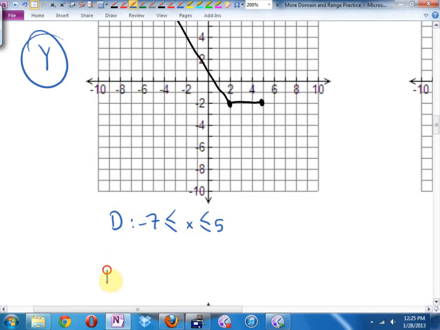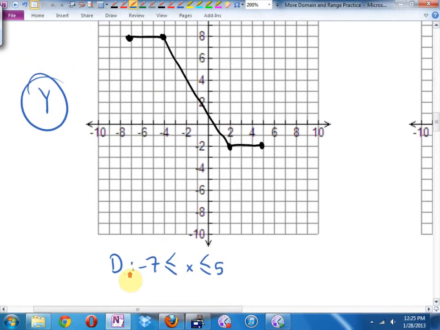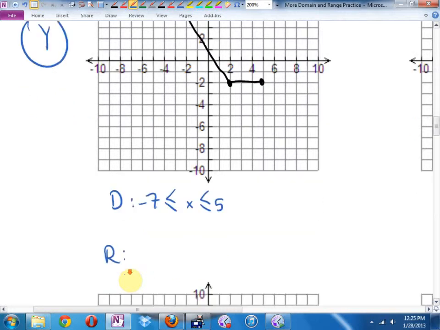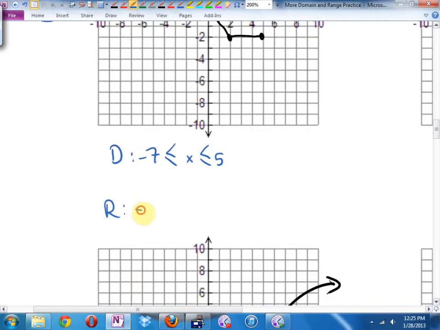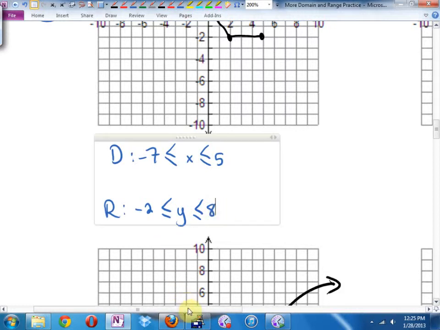What about the range? How low? Negative 2. Touching? Yeah, in fact, there's a whole line on the line negative 2, a little horizontal chunk there. How high? Positive 8. Touching? Yep. How would you write that? Yeah? Let's try the next one.